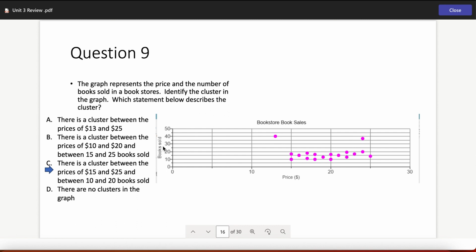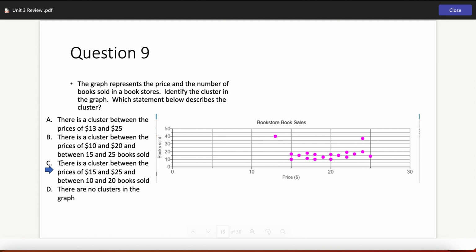So B: there's a cluster between the prices of 10 and 20, and between 15 and 25 books sold. While 10 is basically here, 20 is in the middle part, but 15 to 25 would be the answer. But it's saying that for both of them, not for 10 and 20. So we know that cannot be the option.